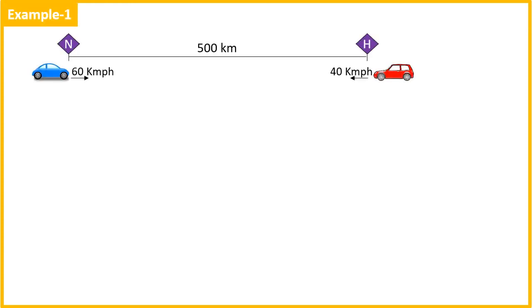Let us understand this with an example. Example 1. There are two cities, let us say Nagpur and this is Hyderabad, and they are separated by a distance of 500 km. One car starts from this city Nagpur at a speed of 60 km per hour, and at the same time a second car starts from this city Hyderabad at a speed of 40 km per hour. After how much time from the start will they meet?